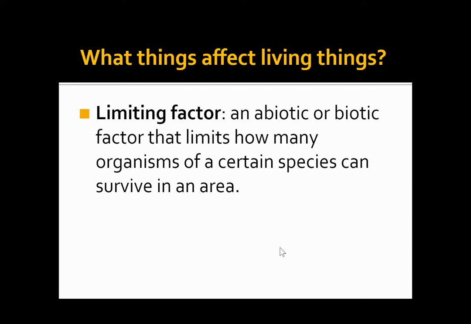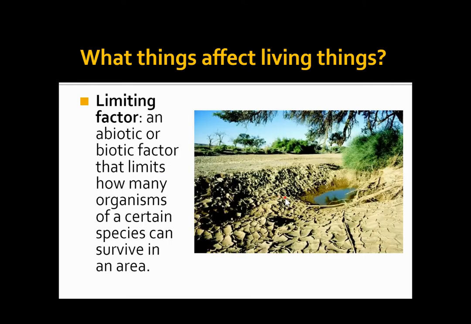If we think about a desert, water is definitely going to be a limiting factor on how many organisms of a species can survive. A biotic limiting factor could be a predator. Predators can certainly limit the number of prey species that can survive in an area. So here we have, again, the example I gave, not necessarily a desert. This is probably more like a savanna. We've got this small watering hole that is slowly drying up.